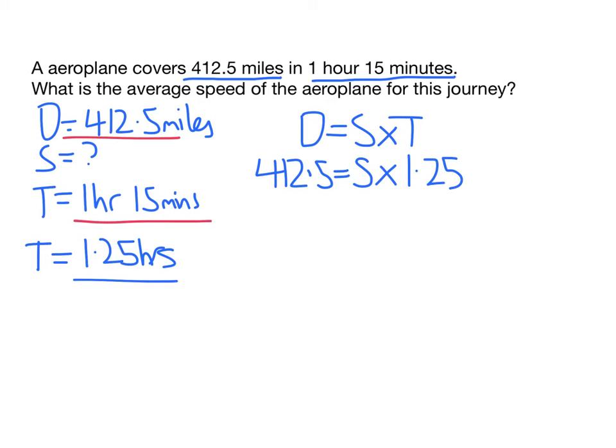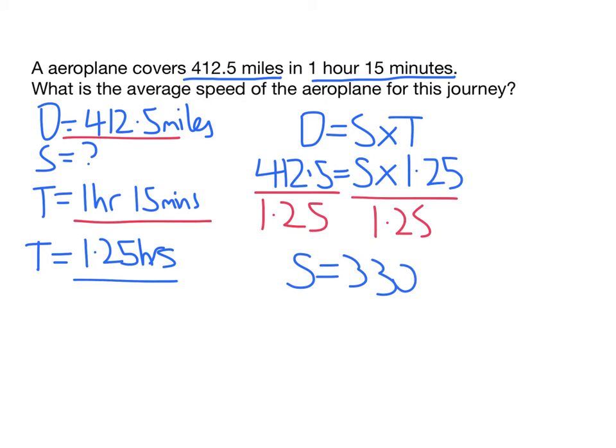So I need to get the S on its own. So I'm going to divide both sides by 1.25. And if I do that, I get S is equal to 330. Now it's to do with speed and it's to do with miles and hours. So it's 330 miles per hour.